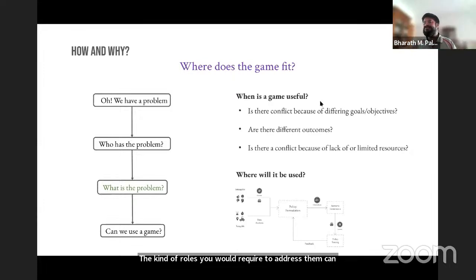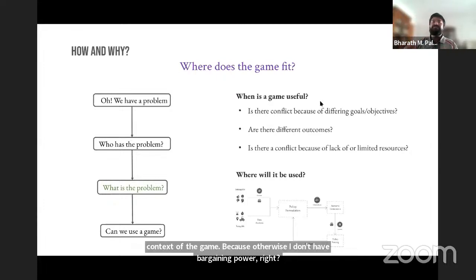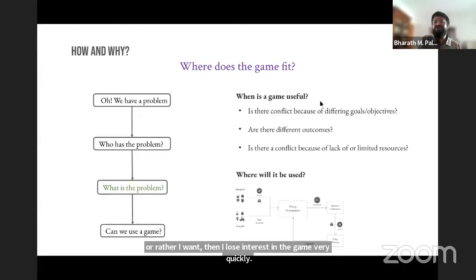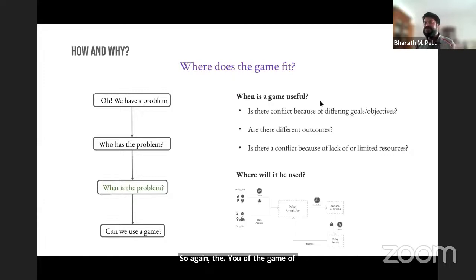But when it comes from different goals and objectives, then if end goals are not going to be similar, and because power structures are going to influence the outcome in the game, you also need to account for that within the context of the game. Because otherwise, I don't have bargaining power to get to the end goal that I want. If I don't have bargaining power, I lose interest in the game very quickly, right? So again, the utility of the game reduces drastically because we're not able to test different trade-offs there.